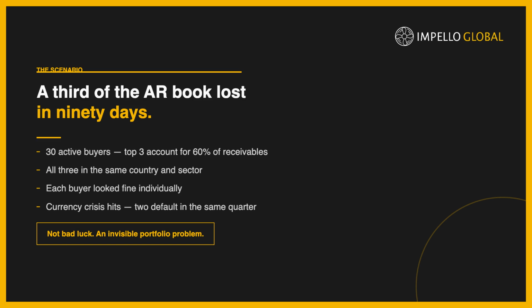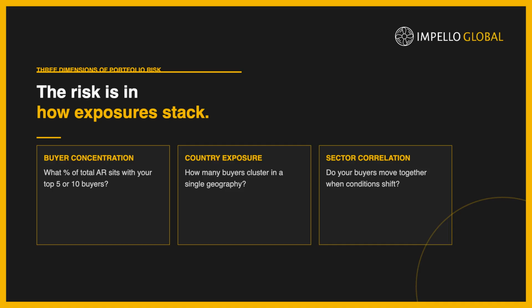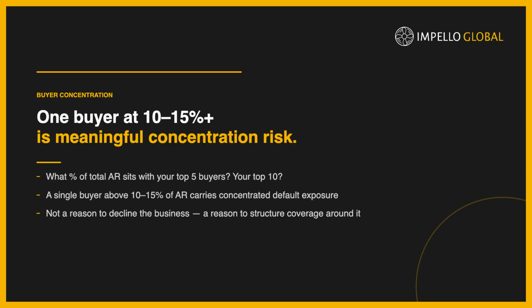And it is why managing trade credit buyer by buyer and without a portfolio view leaves exporters exposed in ways they often do not see until it is too late. Let us break down the 3 dimensions of portfolio risk that matter most for exporters. First, buyer concentration. What percentage of your total AR is sitting with your top 5 buyers? Your top 10? If a single buyer represents more than 10 to 15% of your receivables, you have meaningful concentration risk. That is not necessarily a reason not to do the business, but it is a reason to structure coverage around it.